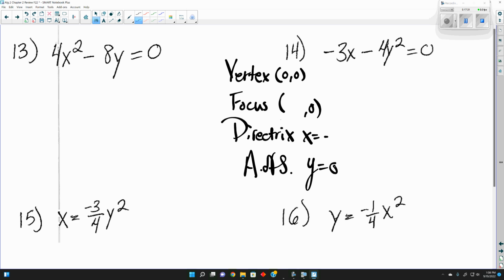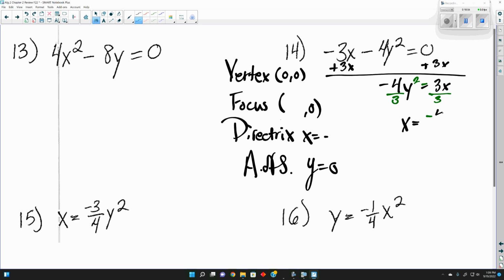We matched it up to the general form, because the general form is either x squared or y squared, which one do we have? What's the information that's given to us for it? We're just leaving out the p. Now we do need to get this so that the x is by itself, so we can add 3x to both sides. Minus that negative 4y squared is equal to 3x. Then we can divide both sides by 3, telling us x is equal to negative 4/3 y squared.